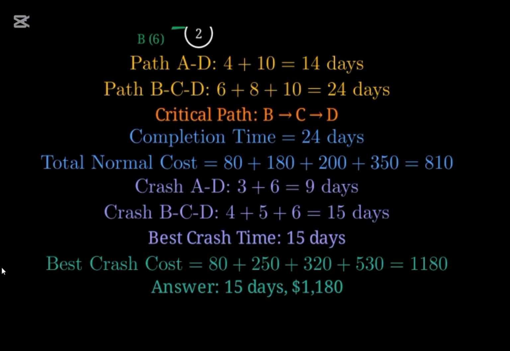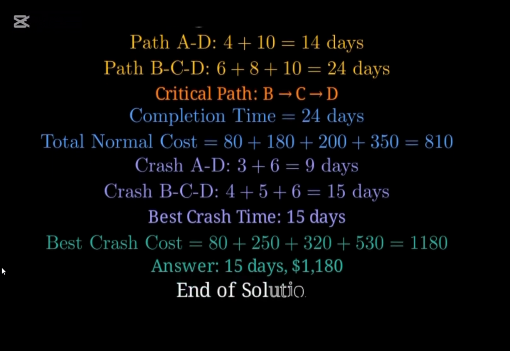To summarize our findings, the critical path is B, C, D. Under normal conditions, the project takes 24 days at a cost of $810. If we need to finish as quickly as possible, we can reach a 15-day deadline for a total cost of $1,180. Thank you for following along with this technical breakdown.